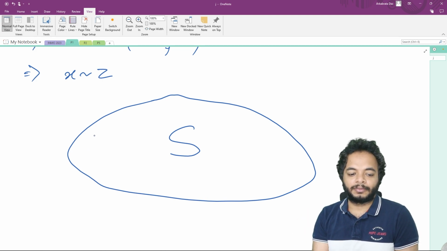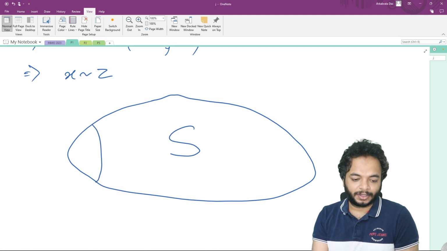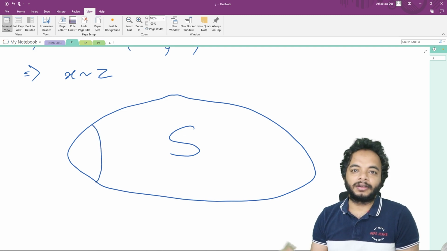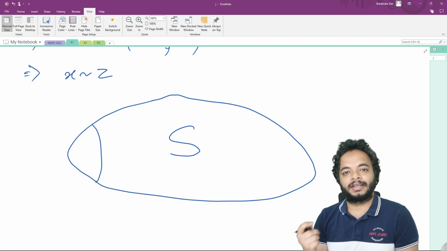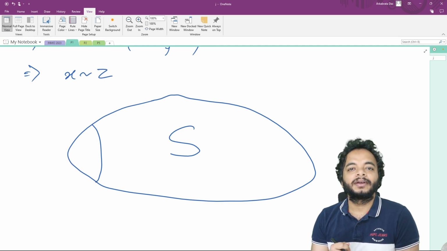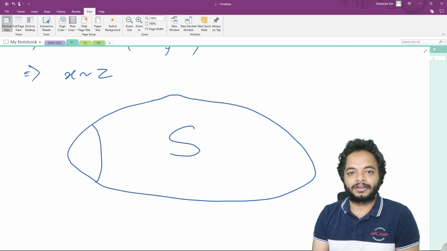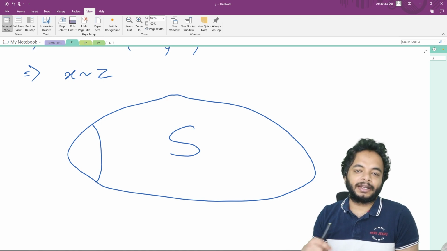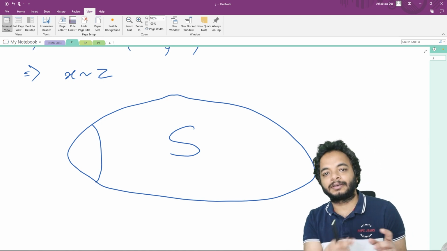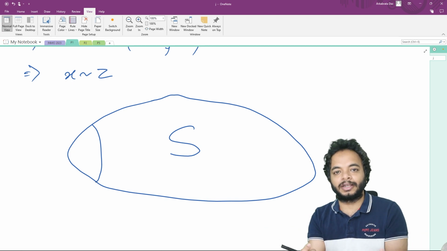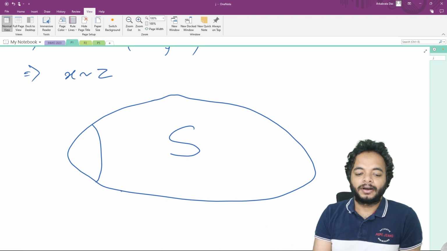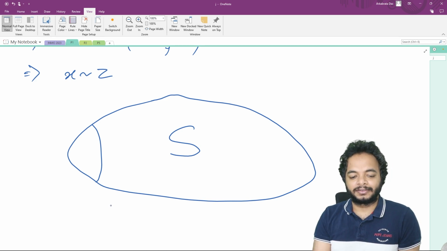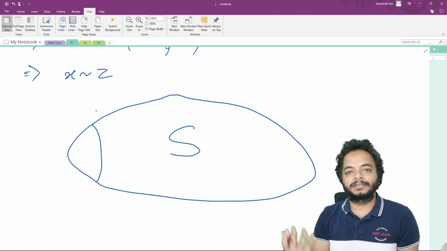And I'll just form a partition of this set S as the elements of the set S which are related to that element X. Now since this relation is transitive, if X is related to some other element and also X is related to another element, those two elements will also be related. So since the relation is an equivalence relation, all those elements will be related.